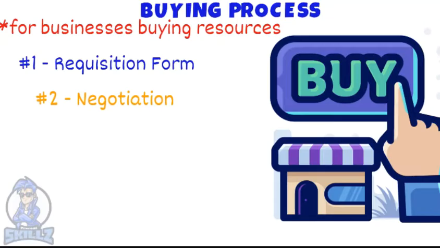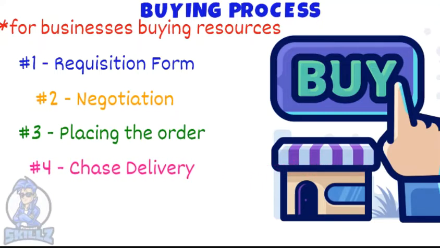Then the third step would be placing the order. In the fourth stage, the buyer should chase delivery. This means that if there is a delay in delivery, the buyer should contact the supplier and find out what's wrong. Lastly, when the resource has arrived, they should be checked against the invoice.